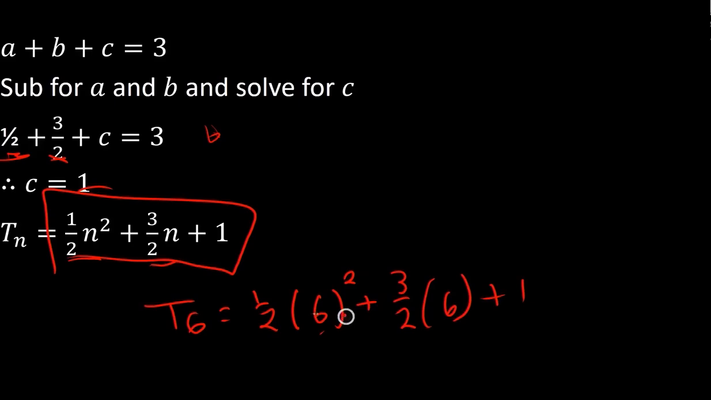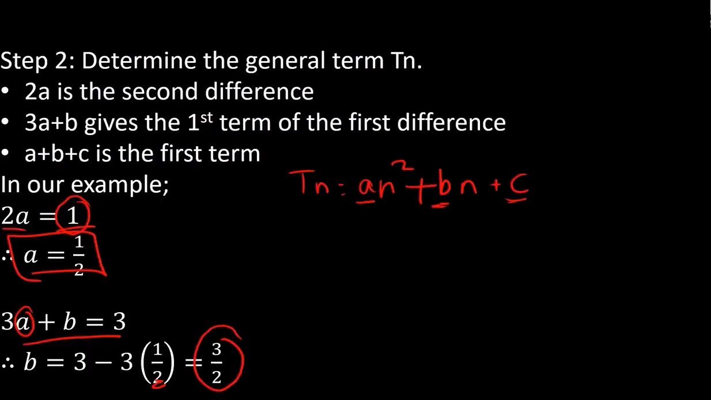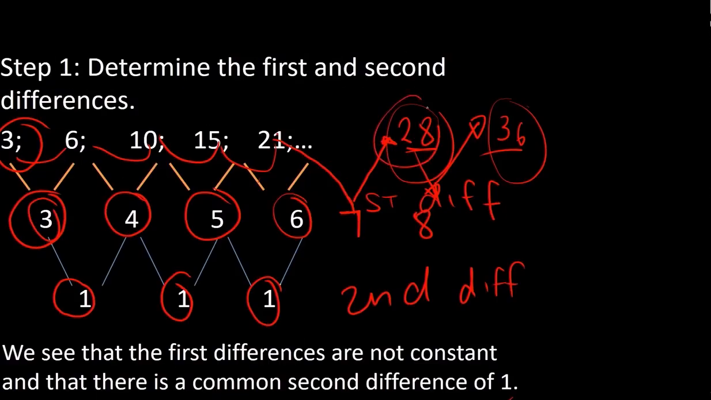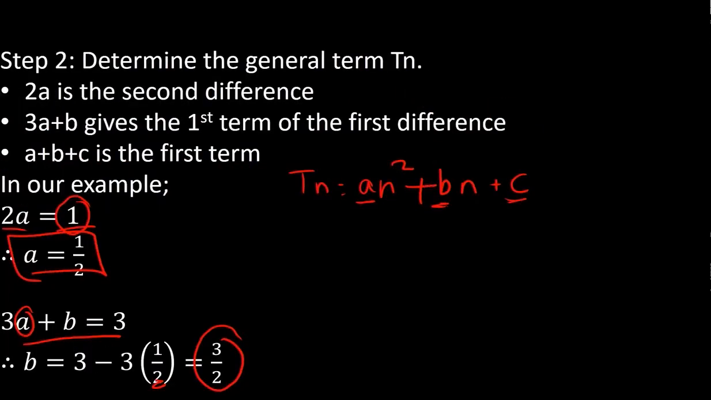6 squared is 36. 36 divided by 2 is 18. 3 over 2 times 6 will give me 6 times 3 is 18, divided by 2 is 9, plus 1. So 18 plus 9 is 27, 27 plus 1 is 28. And let's go back and see what we got. We did get that the sixth term was 28. So you see that this general term can be used to help you to find any term in the sequence. And that is why it's so important for us to remember how to work out the general term.